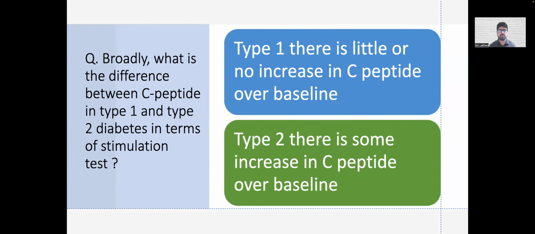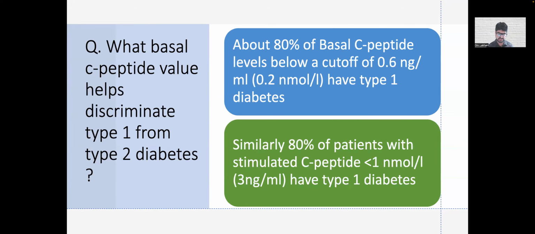Right. Now, broadly, how do you differentiate type 1 and type 2? In type 1, there is little or no increase in C-peptide over baseline on stimulation. Whereas in type 2, there is some increase of C-peptide over baseline. So this is the key fundamental point which you have to understand.